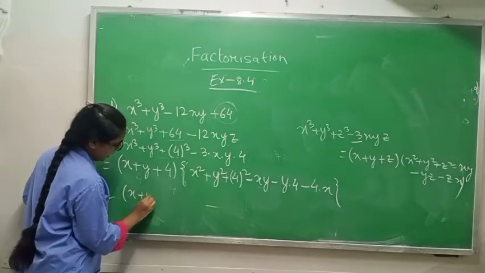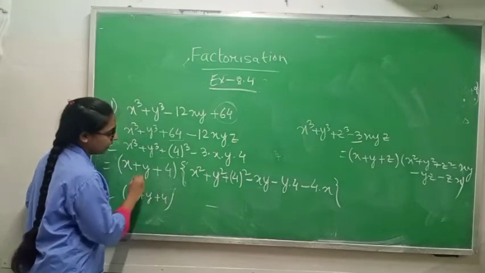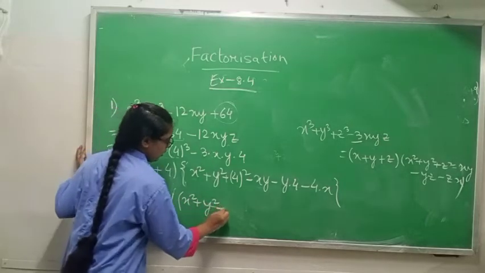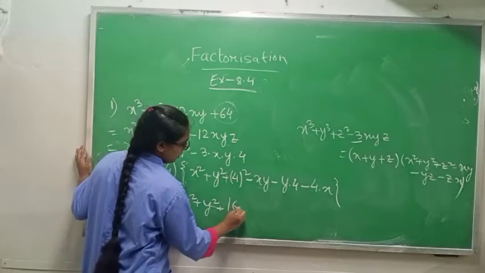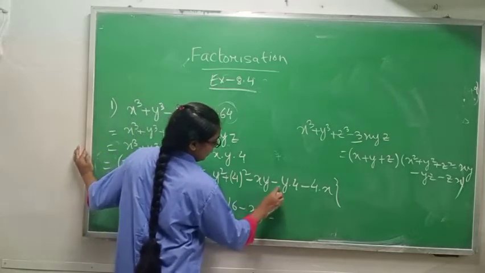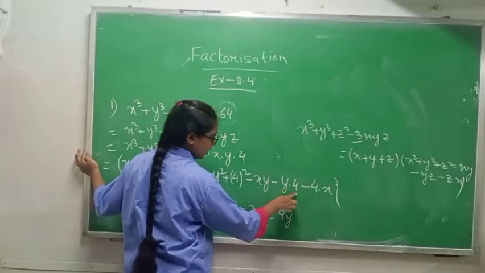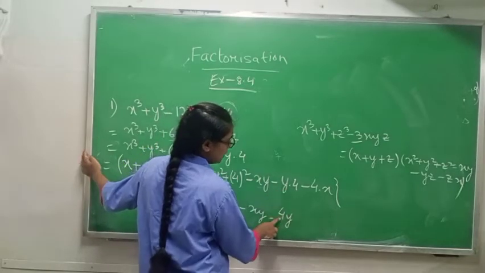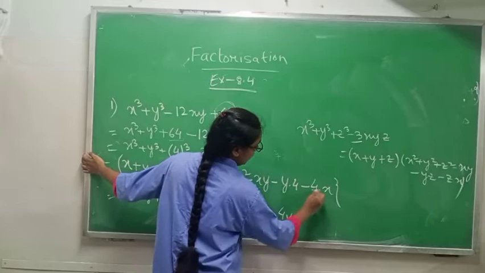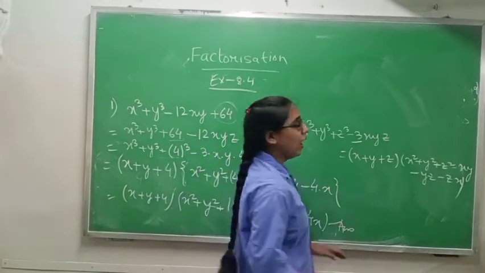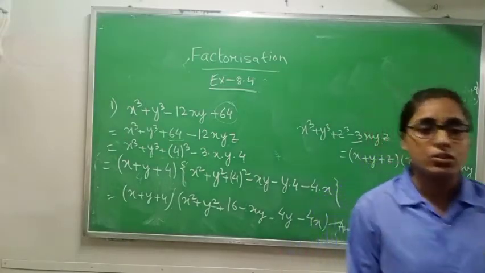So x plus y plus z will not be able to add up anything here. Now x square plus y square, 4 square will give you 16, minus xy, y into 4, 4y. Always when you have a variable as well as a constant term, write the constant term first, then the variable. 4 into x, 4x. So this one is your answer. Okay, copy this one.